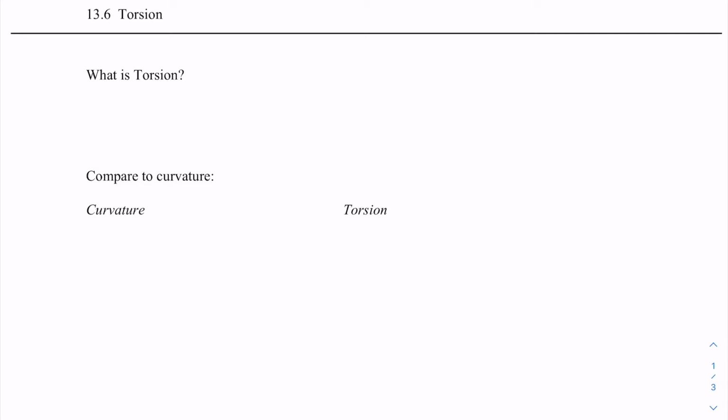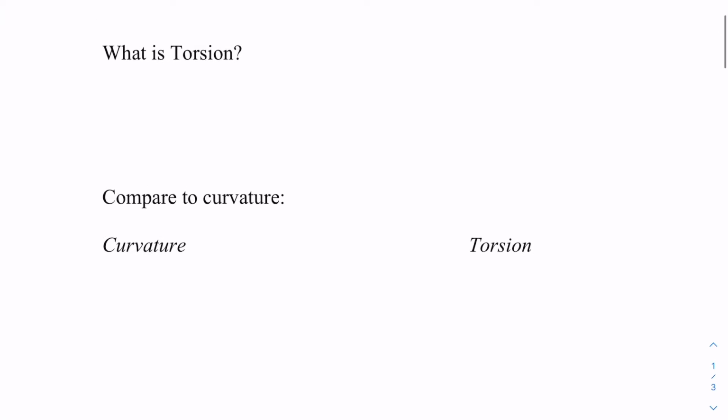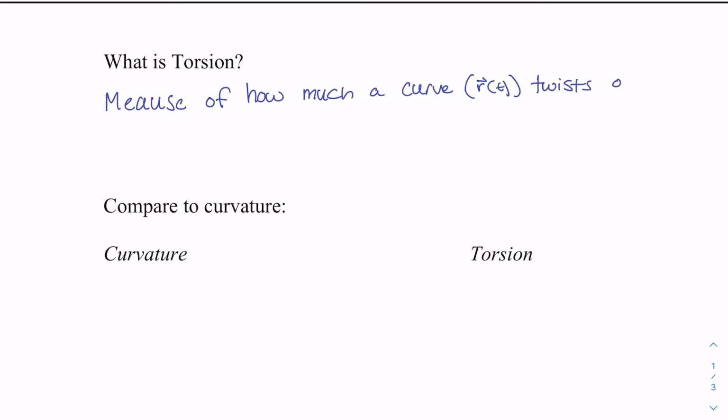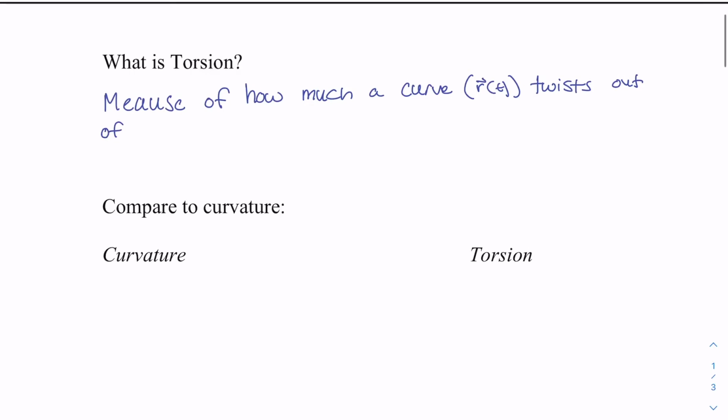So this is the last topic in chapter 13, and we're going to be talking about an idea called torsion. And so what is torsion? Torsion is a measurement. It's a measure of how much a curve, like R of t, twists out of a plane. And we'll come back to this general definition in a second.